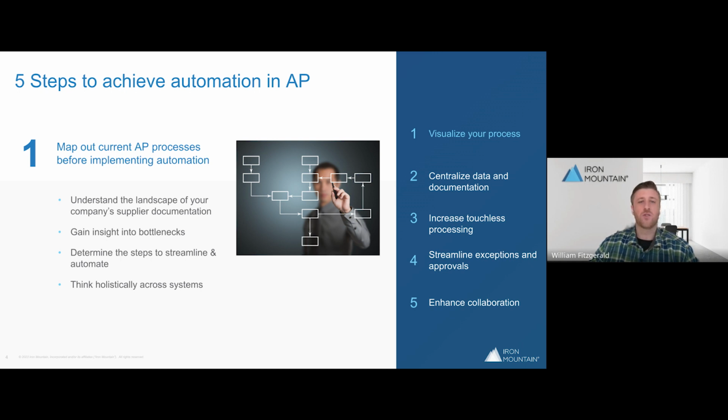Before embarking on a digital transformation journey, companies should start by mapping out their current processes. While visualizing your accounts payable process certainly includes a traditional whiteboard exercise to draw up your okay to pay approval process, it's also critical to understand the landscape of your company's supplier documentation. This includes things like developing an understanding of how many direct spend transactions are done through established procurement processes versus the number of indirect or maverick transactions that are processed per year.